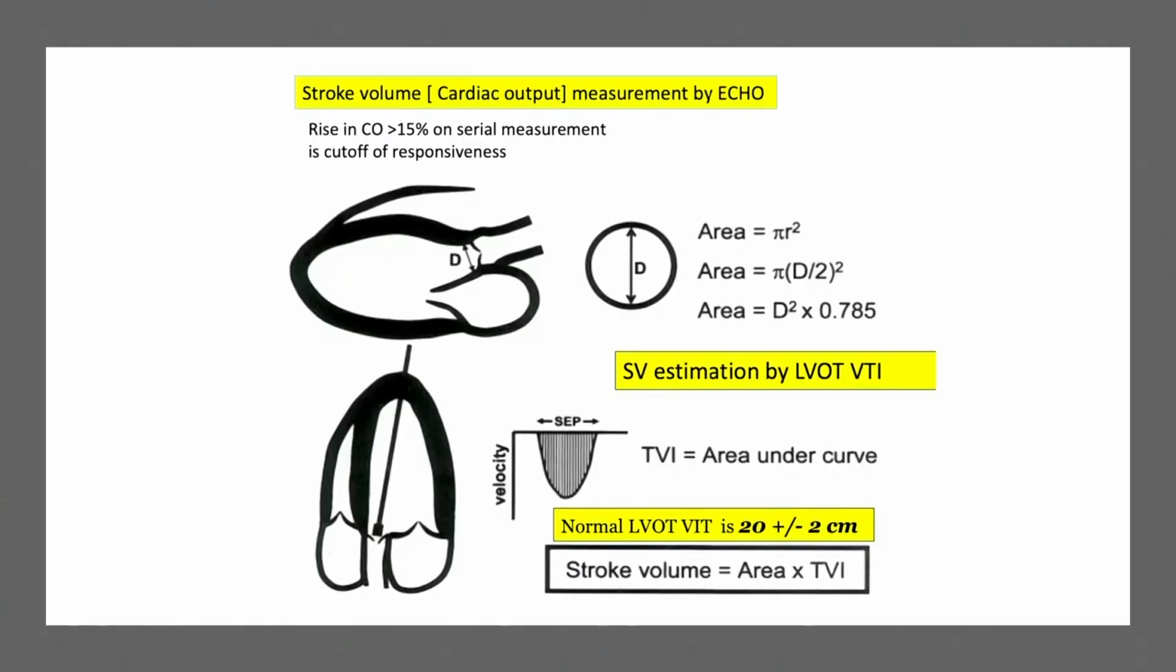Now coming to VTI. VTI is effectively a surrogate of your stroke volume. It's velocity time integral. It's the amount of blood pumped out through the left ventricular outflow tract. So if you want to calculate it, you multiply the cross-sectional area into the VTI.